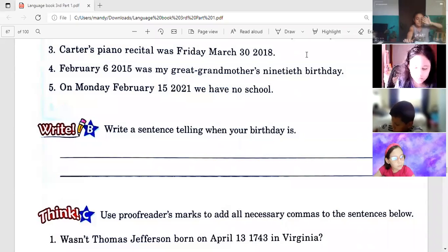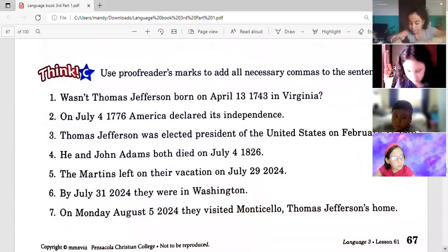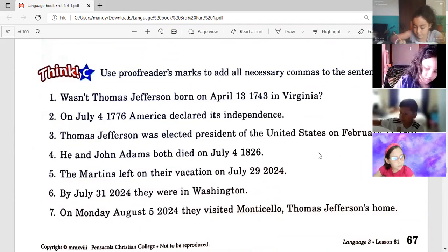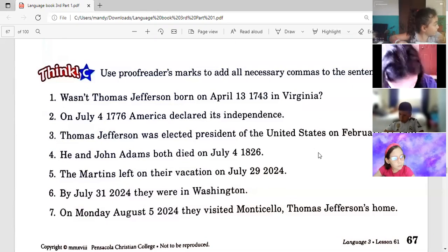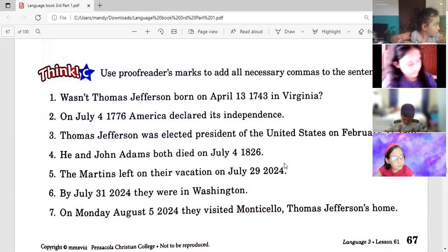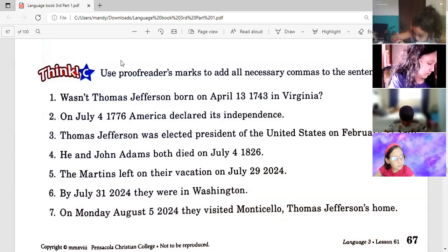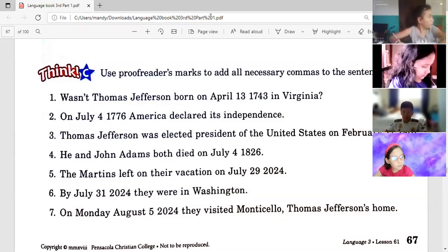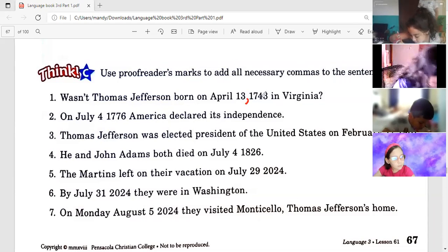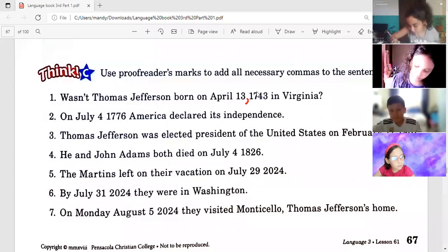Excellent. Let's see. Now we use the proofreader's marks to add all the necessary commas to the following sentences. In that case, we apply all the rules that we have already learned. Wasn't Thomas Jefferson born on April 13, 1743 in Virginia? We only write one comma.